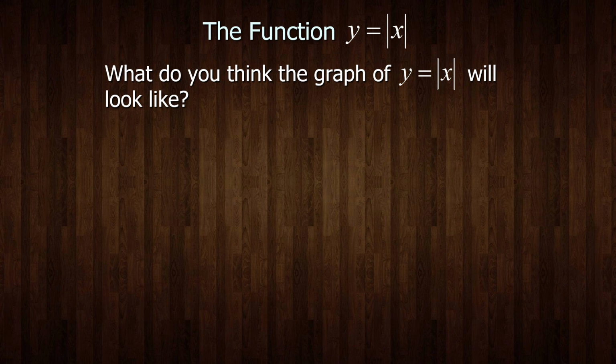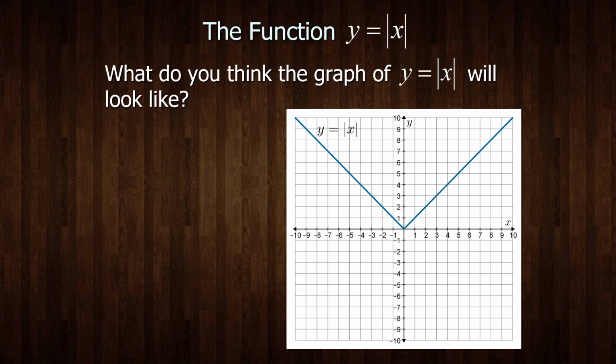So it seems like whenever we choose a positive number, the x value and the y value are the same. But what if we start choosing negative numbers? If we choose an x value of negative 2, what will we get for y? Well, the absolute value of negative 2 is 2. It's 2 away from 0, right? So the point (-2, 2) would be on the graph. And you can probably see where this is going. We're going to get a graph that looks like this.